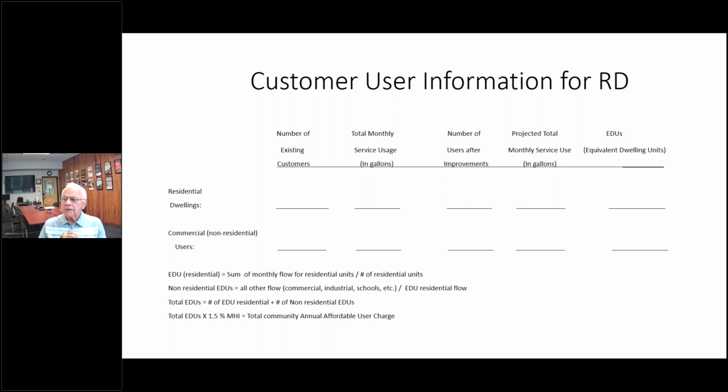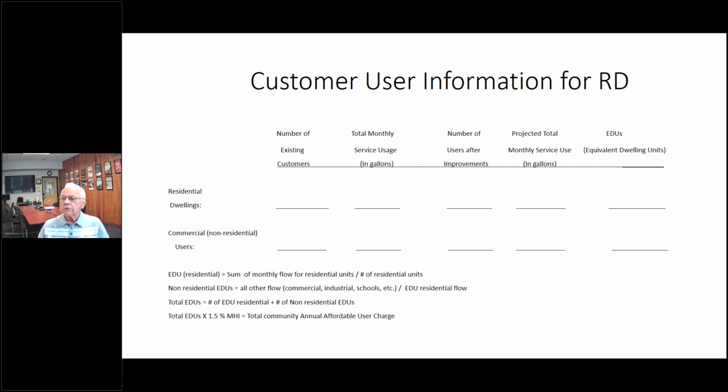First, you need to calculate that affordable loan. The affordable loan is related to the amount each household can afford, which is the affordable annual user charge. Rural development uses 1.5% of the median household income to determine the affordable annual user cost, which includes O&M, repair and replacement, and debt service. Rural development may use grant dollars to reduce the loan to the affordable annual user charge. To find out how many households are in a community, RD converts all water and sewer customers into those equivalent dwelling units.